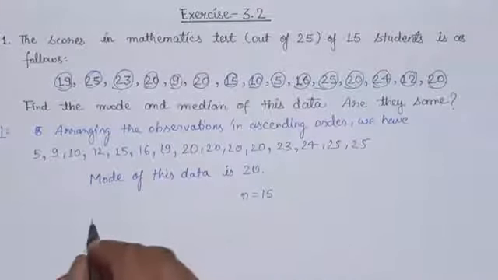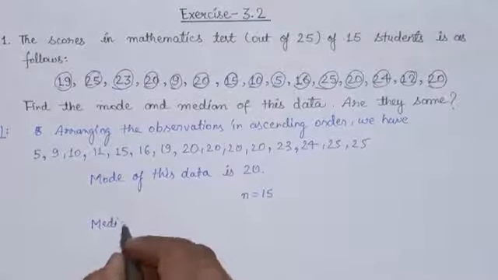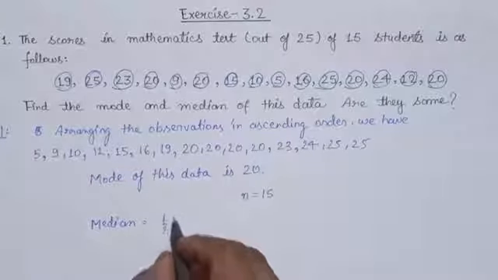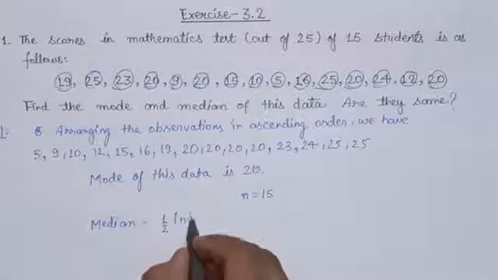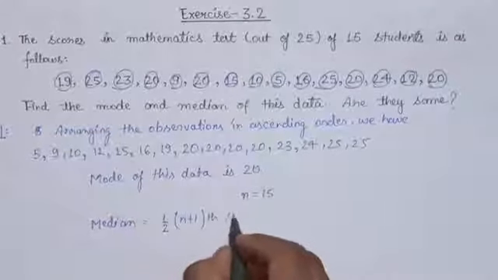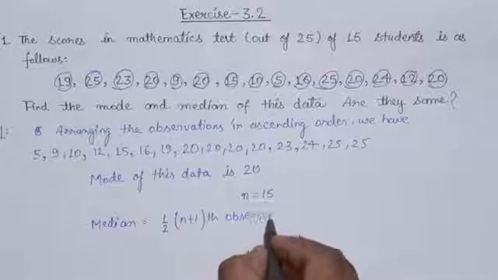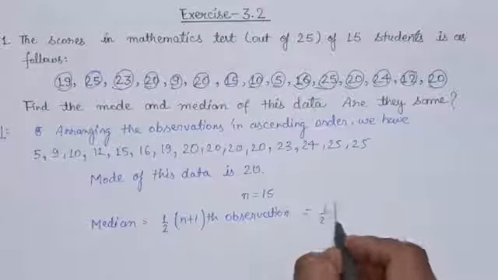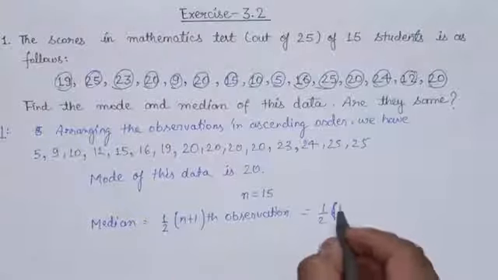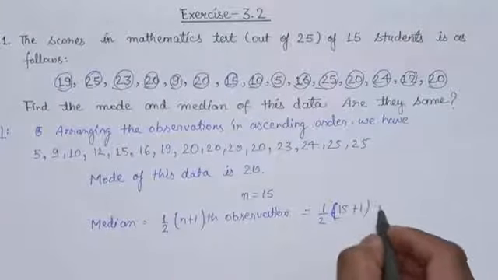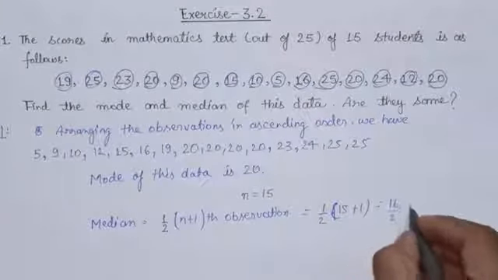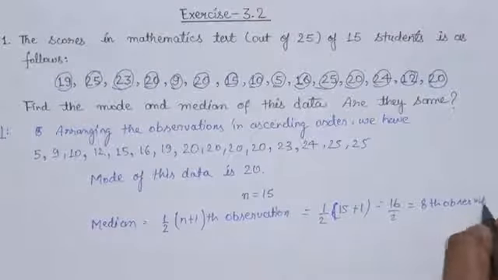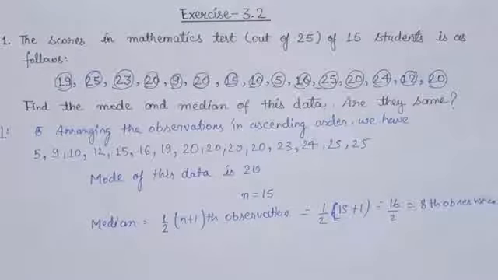So we can write median is equal to the value of the half of n plus 1th observation, which is equal to 1 by 2, and in place of n we can write 15, 15 plus 1, that is 16 by 2, that is the 8th observation. So the value of the 8th observation is our median.